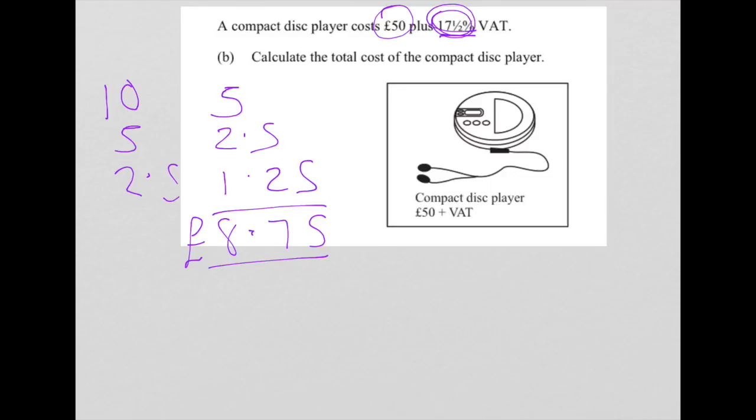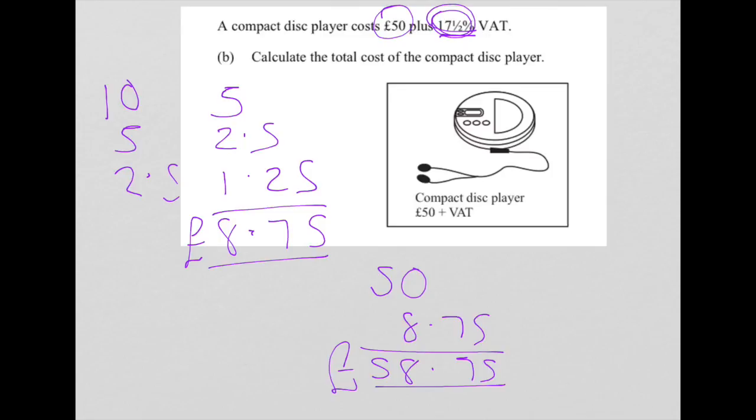To get full marks on this question, I need to add my original amount, which was £50, to the £8.75. This gives, of course, an answer of £58.75, and that is the final answer, which will give me full marks.